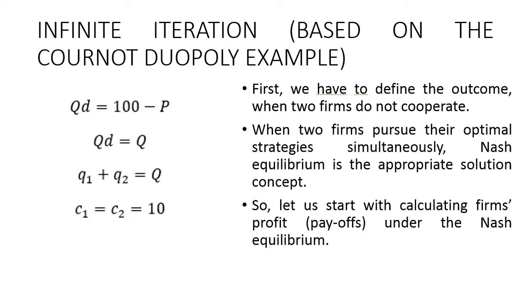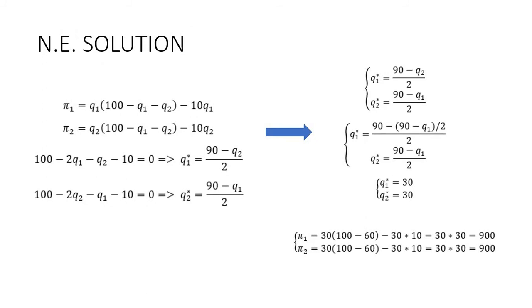So let us start with calculating the firm's profit, payoff, under the Nash equilibrium. Again, if you'd like to practice in continuous strategies and solve it on your own, please put this video on hold and I will proceed with the solution. And here it is. So first we define the profit of the first firm and the profit of the second firm. According to the first order condition, you have to calculate the first derivative and equalize it to 0. So here you have two best response functions of the first and the second firms respectively.